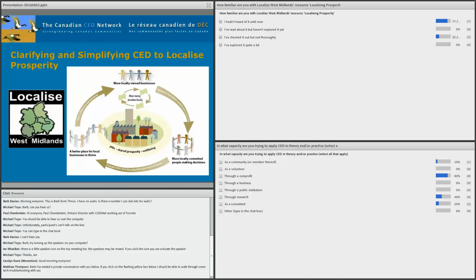But before I turn things over to Karen, let's check in on the poll results. There's a good chunk of people that hadn't heard of the resource until now, so that's good. Karen will be introducing it to some new audiences, and a couple of people have seen it a bit. So this is a valuable introduction. And in the other poll, it looks like the plurality, a good chunk of folks, are involved in CED through a nonprofit, at least one community member, a few research folks, and a couple of consultants. So that's terrific.